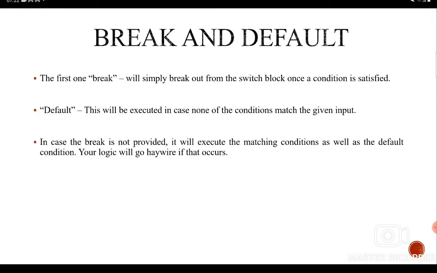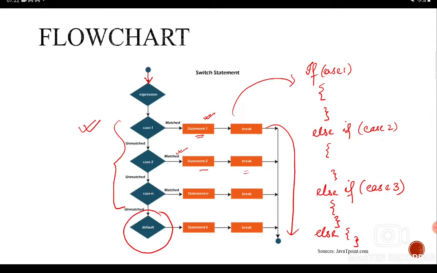All right, so moving on to the next slide, which is break and default. We saw two keywords, break and default. The first one, break, will simply break out from the switch block. It is not breaking from one condition, it is breaking out from the switch block once the condition is satisfied. In this flowchart, if a particular condition is matched, it will execute that and simply come out of the switch block. It will not be looking further.